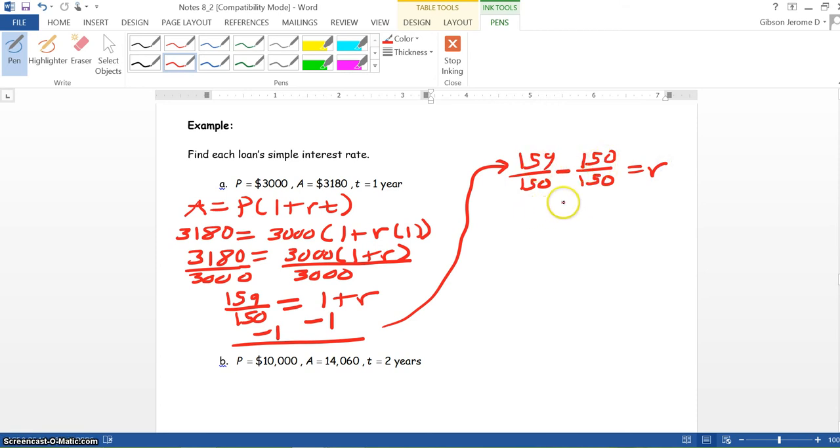159 minus 150 is 9, all over 150. It equals R. Now we have 9 divided by 150. That would give us 6%.